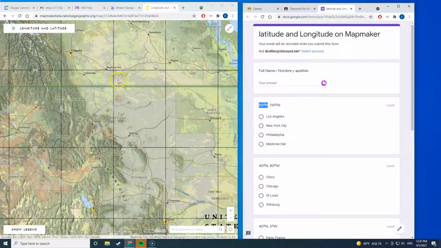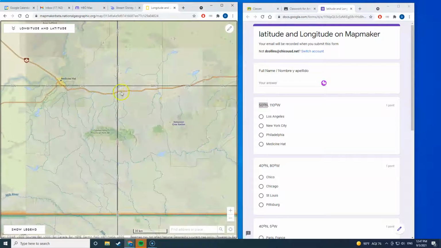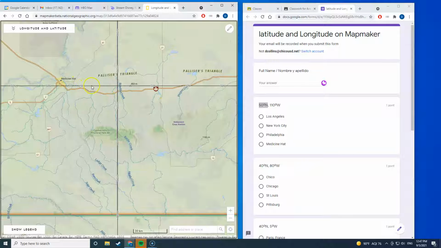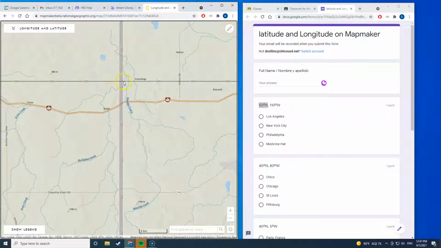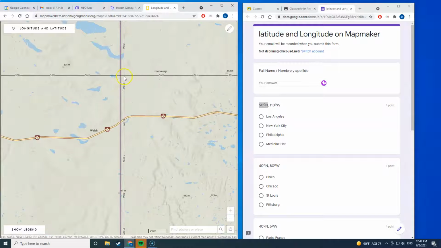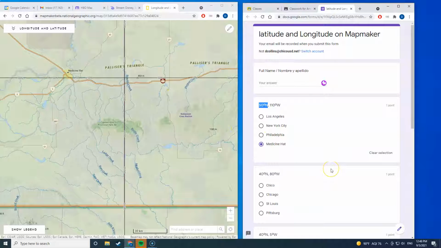It's pretty close. It's not exactly where the two lines meet, but for our purposes today, we're just looking more or less. But the exact spot would be right where those two lines, the 50 degrees north, that's this one right here, and the 110 degrees west, right where they cross, that is the exact place we are talking about. So today, this would be right next to a little lake here near Cummings. Okay, so that's the first one. So our answer for this would be Medicine Hat.